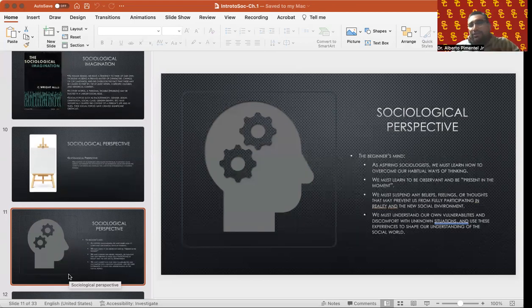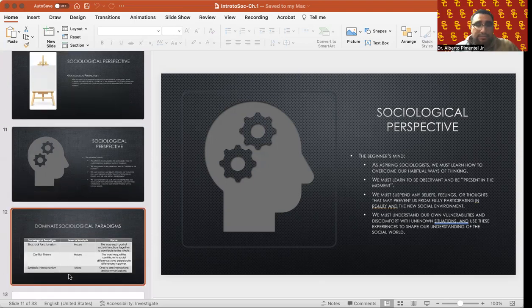This idea that we're challenged as sociologists to suspend our own feelings, our own beliefs, our own thoughts, and truly immerse ourselves by fully participating in this new reality, in this new social environment. Now, it's a challenge at times for individuals to engage in sociological perspective because we all have our prejudices and our biases. But we have to put on our sociological lenses, and we have to be prepared to do what Aladdin says, to explore a whole new world, and to be open-minded in that exploration.